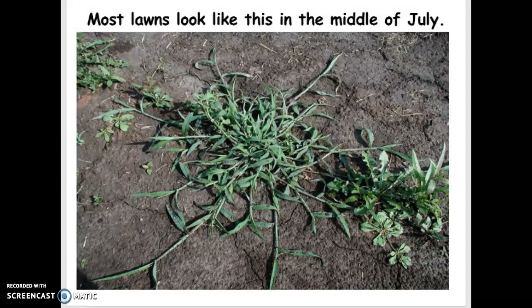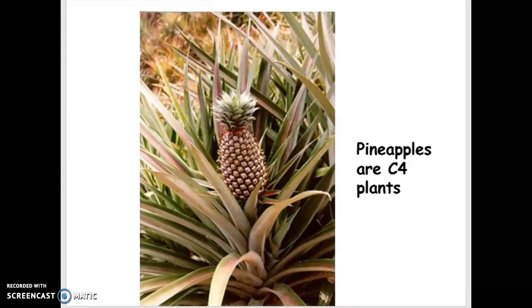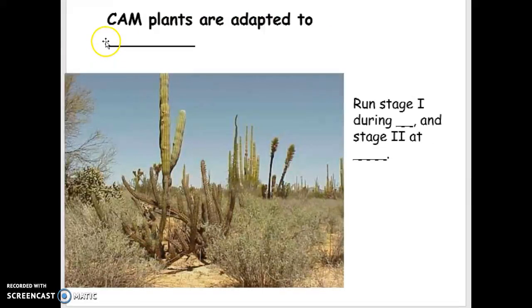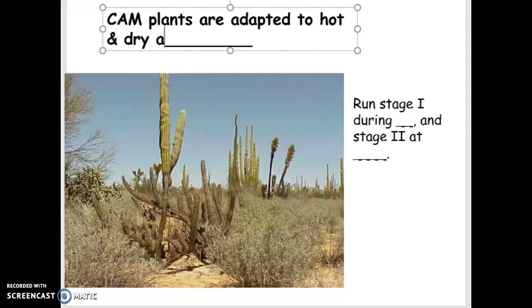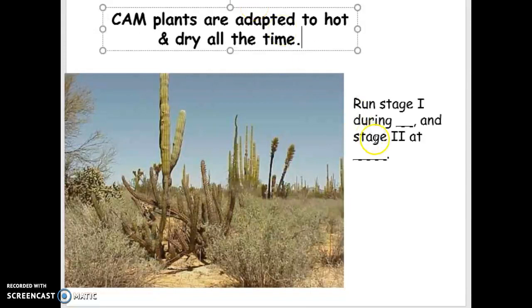So they both are using photosynthesis, but they, again, have kind of tweaked it a little bit. And I'll show you the tweak in a minute here. A common example of a C4 plant, pineapples. Pineapples grow on what look like spiky bushes. Those are C4 plants. Now, the plants that are adapted to hot and dry all the time are what we call CAM plants. These are your desert plants. Okay, so a CAM plant is a desert plant.